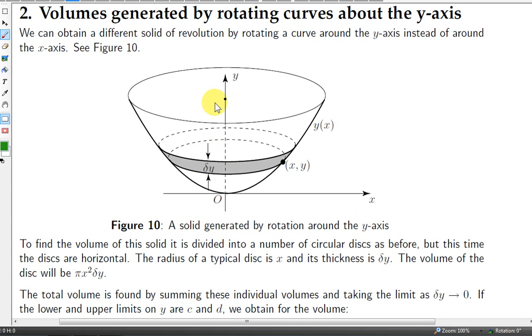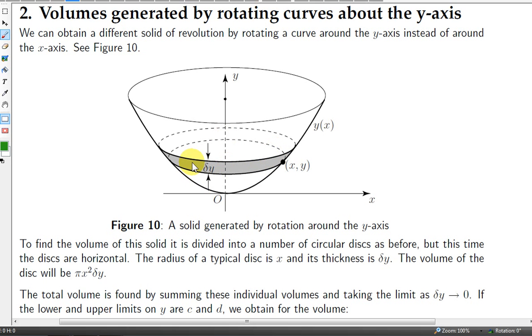Now suppose we are rotating a curve about the y-axis. So here's our curve, y of x. We consider a sliver of that curve. It's approximately in the shape of a cylinder. The approximation gets better as its height, delta y in this case, approaches 0. So we just call this delta y now, because we're measuring along the y-axis for the height of this approximate cylinder.